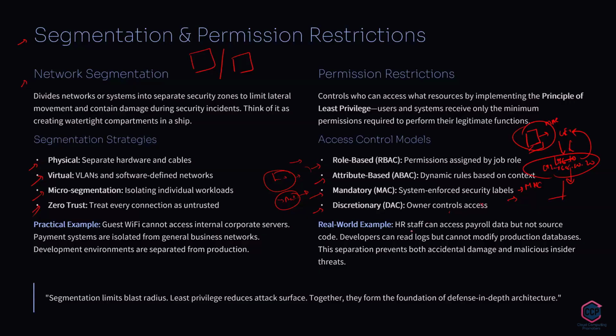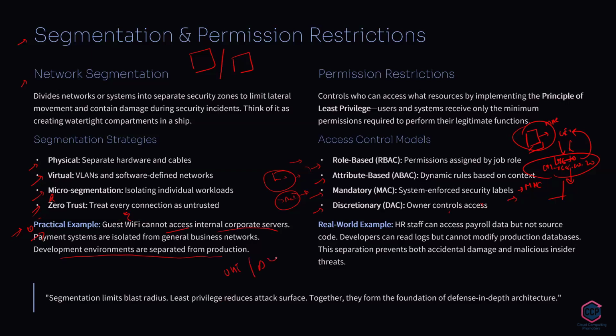So see what would be the example here. There is an issue. Okay. So guest Wi-Fi cannot access internal corporate servers. Okay. Development environment should be separate from production, where UAT and prod will be different.